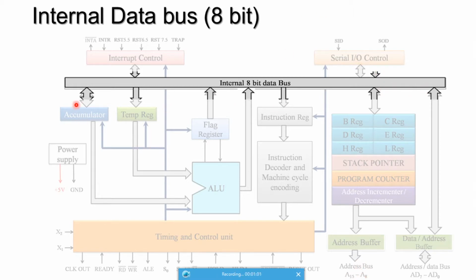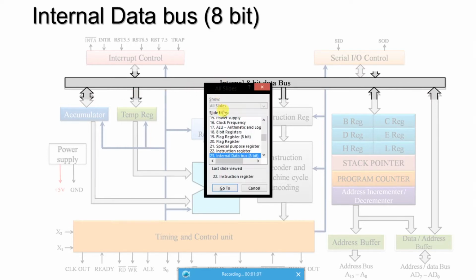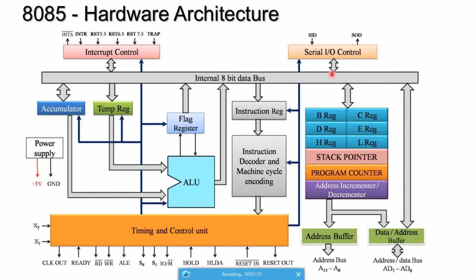I mean, we can move the whole data into the B register or C register, or if it is an opcode, we can give it to the instruction register. We can move it to the accumulator. After performing the ALU operation, the ALU will post the result into that internal data bus only. This is a common area where we can post the data and pick the data.